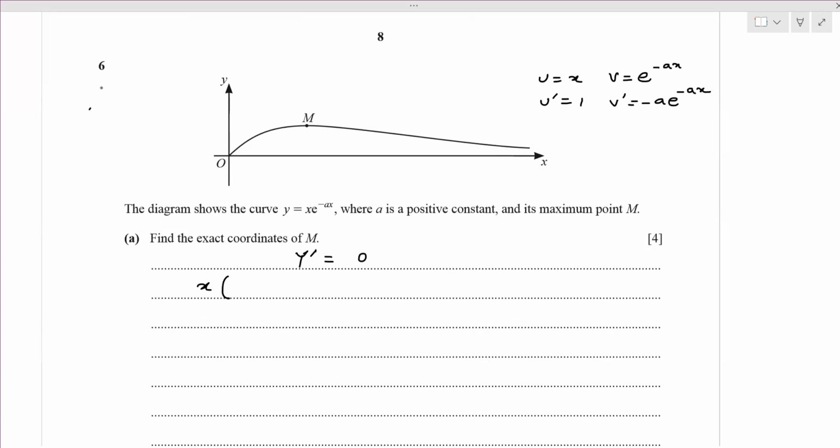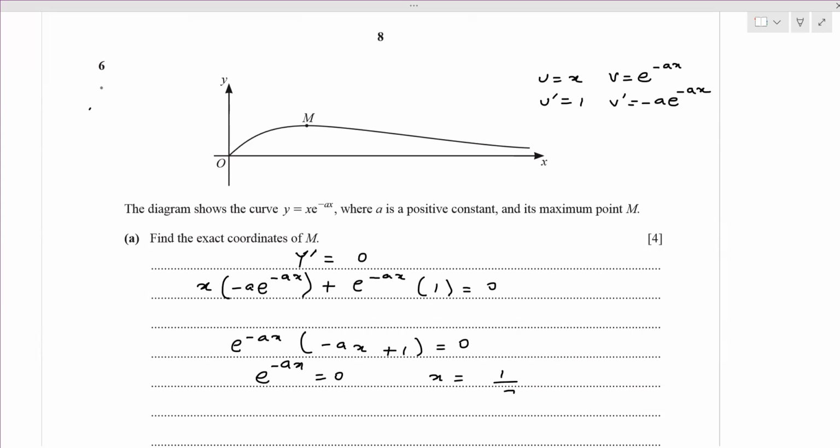Now, according to the formula, u, the derivative of v, minus a e power minus ax, plus v e power minus ax, the derivative of u is 1, equal to 0. Now, take e power minus ax common, so it will be (minus ax plus 1) is equal to 0. e power minus ax equal to 0, और यहाँ से x is equal to 1 over a. This we have to reject because negative का sorry 0 और negative का log possible है नहीं. यहाँ से x की value 1 over a आ गई.